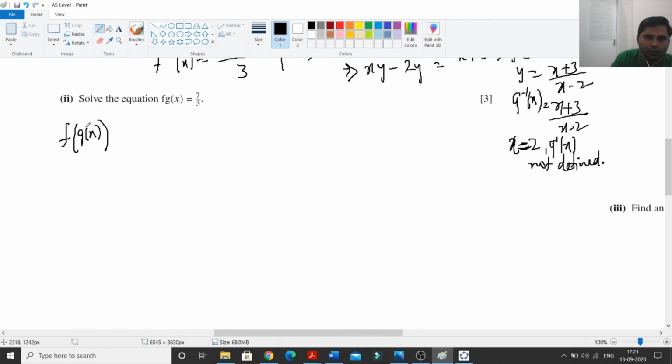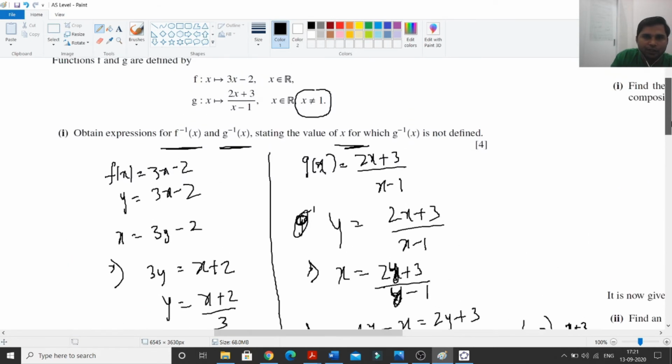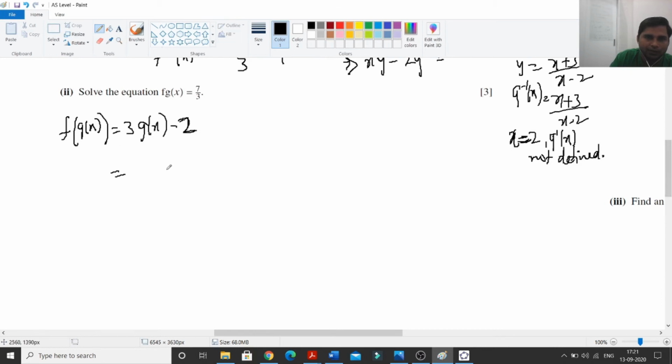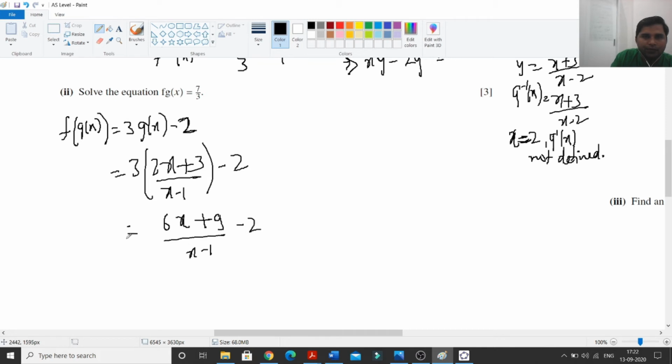So we'll get 3g(x) minus 2. Now we will substitute the function g(x), that is (2x plus 3) divided by (x minus 1). So 3 times (2x plus 3) divided by (x minus 1), minus 2. So you will get (6x plus 9) divided by (x minus 1), minus 2. That is our fg(x). Okay, now this fg(x) they have given equal to 7 over 3. So we'll equate to 7 over 3.